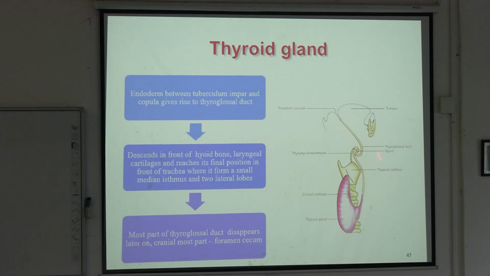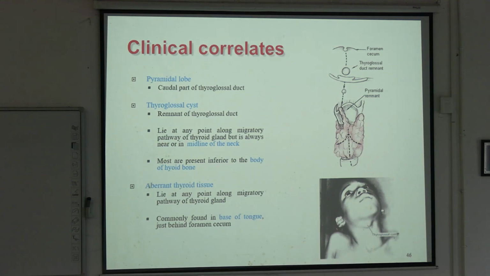So it may be stalled under the tongue, or in front of the hyoid bone, or maybe in front of the laryngeal cartilage. Then we call this thyroid gland in abnormal positions. This is what we are seeing in these abnormal positions.